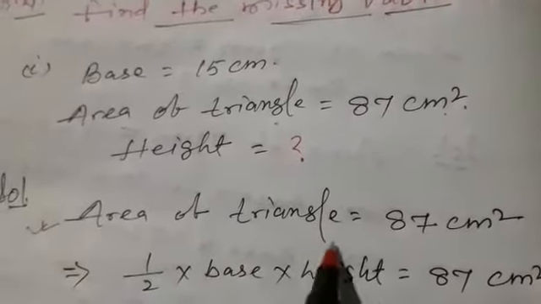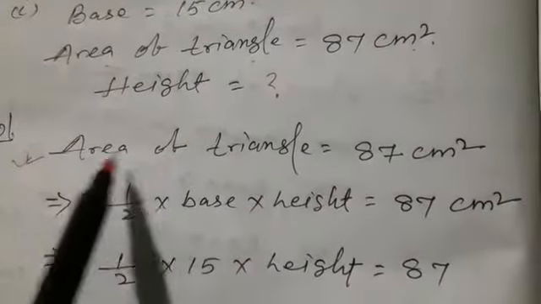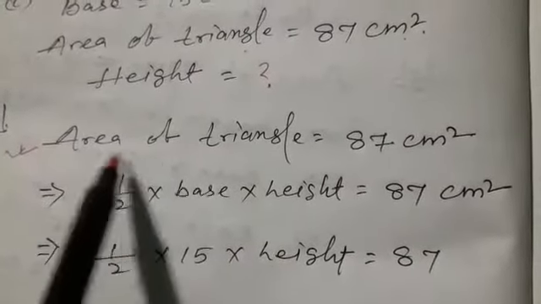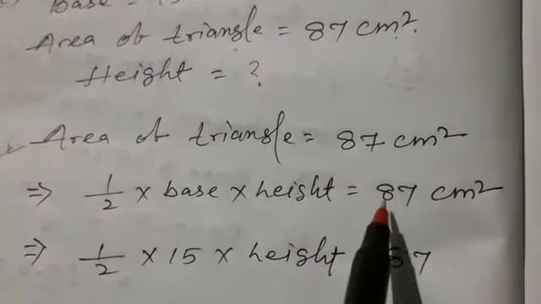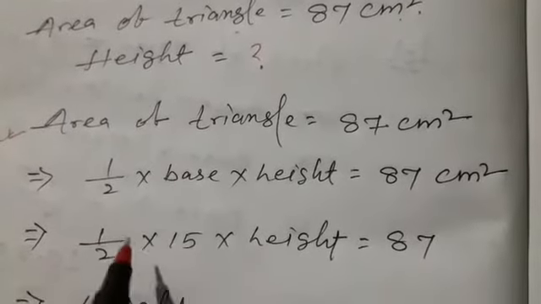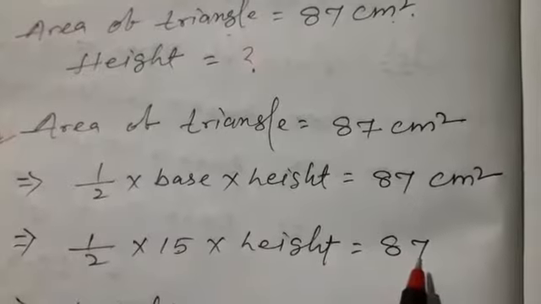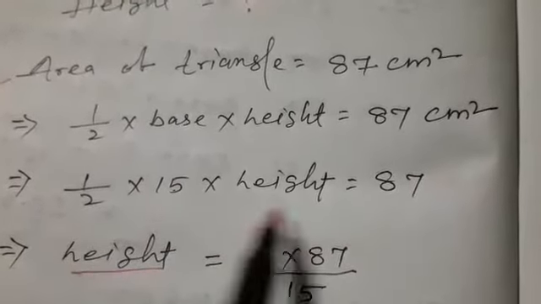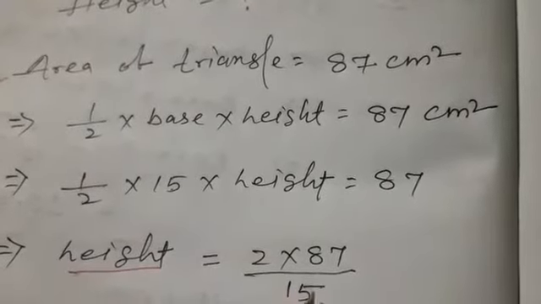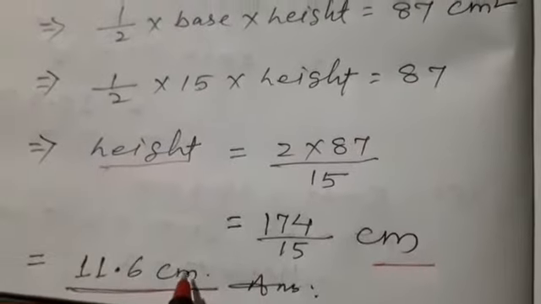Now area of triangle is equal to 87 centimeter square. Formula to find area of this triangle, that is 1 by 2 into base into height is equal to 87 centimeter square. Now put the value of base, multiplied by height is equal to 87 centimeter square. Now height is equal to 2 multiplied by 87 by 15. After solving it, we find 11.6 centimeter is the height of this triangle.